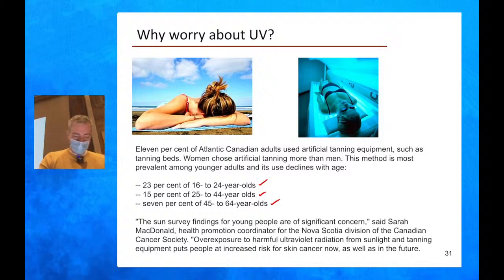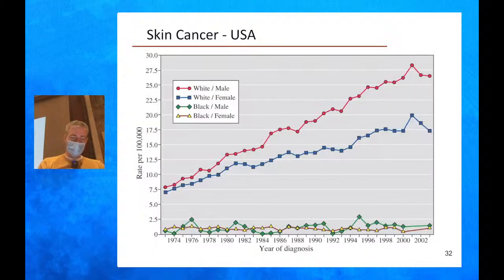Sarah McDonald, Health Promotion Coordinator for the Nova Scotia Division of the Canadian Cancer Society, says the survey findings for young people are of significant concern. Overexposure to harmful UV radiation from sunlight and tanning equipment puts people at increased risk for skin cancer now as well as in the future. So there you go. That's why you should worry.